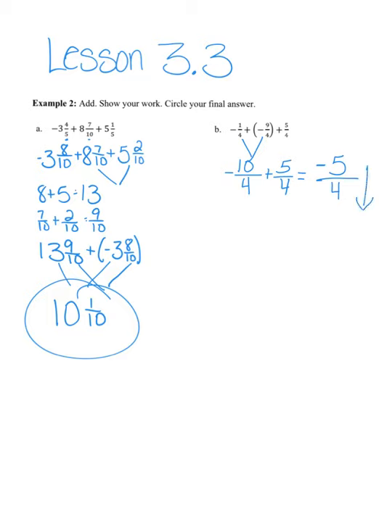And we can take this one step further and we can simplify this. We know that 4 goes into 5 one whole time with 1 left over, and then I bring down my negative. So both of these answers would suffice as your answer for part B.